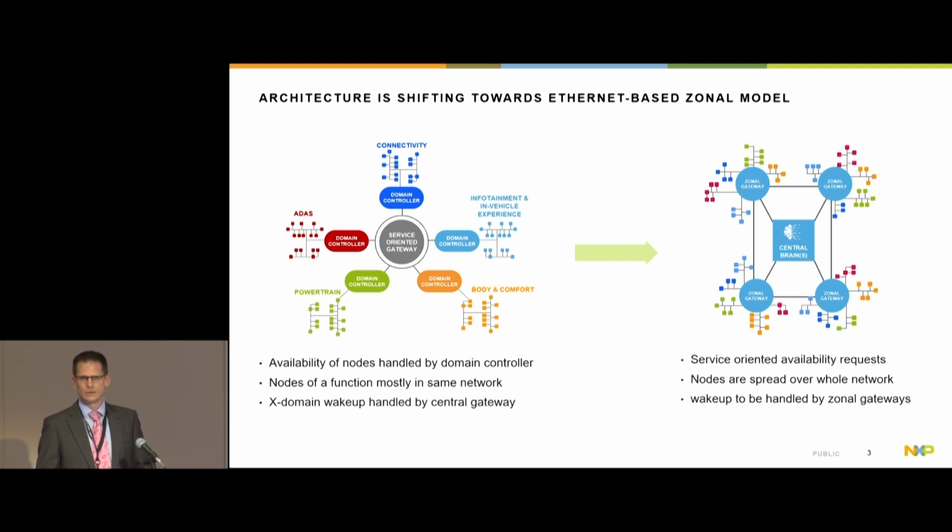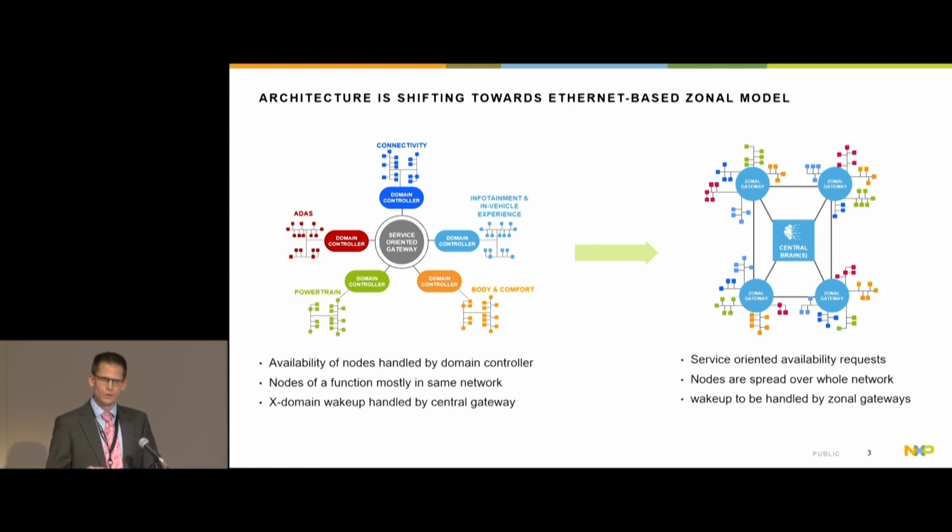This means if you want to realize a certain function, you will need to have services of your zonal gateway, or maybe also of your central brain. So it is all spread over the complete network, and with this you need to handle the wake up and probably also functional safety in a different way.